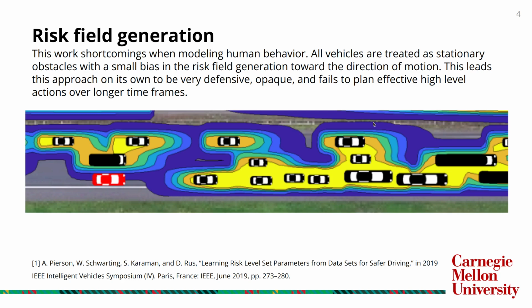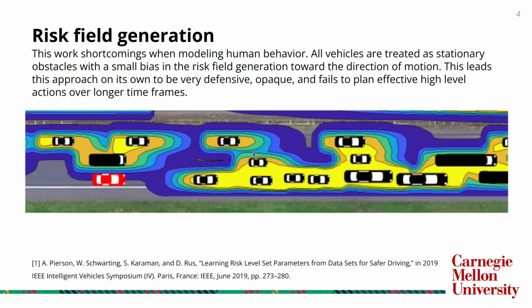So in order to generate these risk fields, this is a simple example of a single time step of a risk field generation. We take the surrounding positions of all of the vehicles and use a higher order elliptical Gaussian function to produce these risky areas of the road, higher risk being in yellow, lower risk being in blue, and this allows the vehicle to navigate through it.